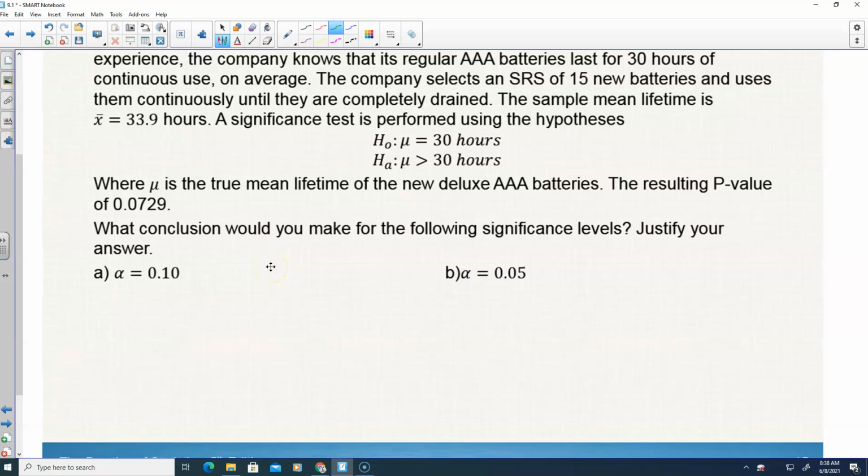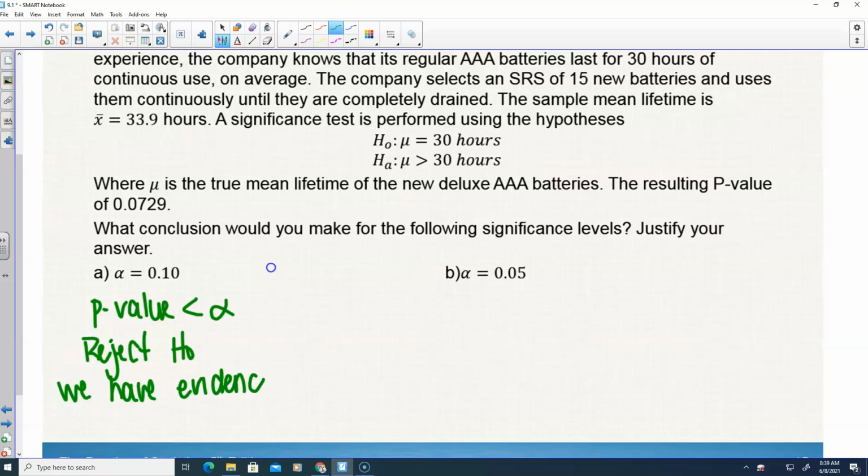So we compare the p-value, which is 0.0729, to our significance level alpha. On part A over here, our p-value is less than alpha. So we would reject the null, and we would say that we have evidence that the company's new AAAs last longer.